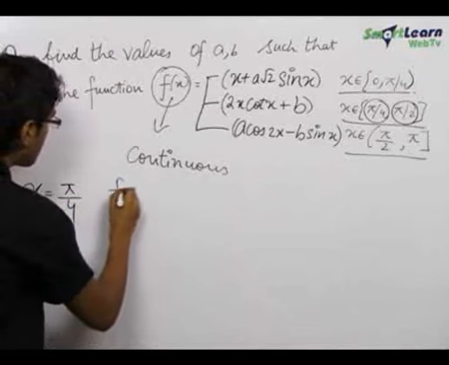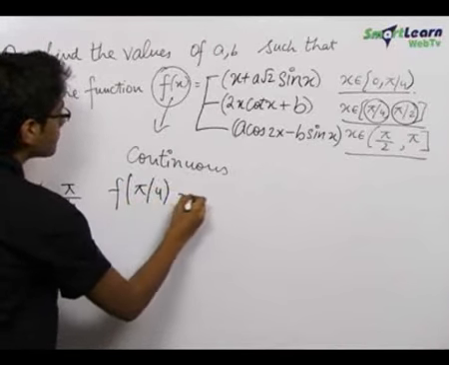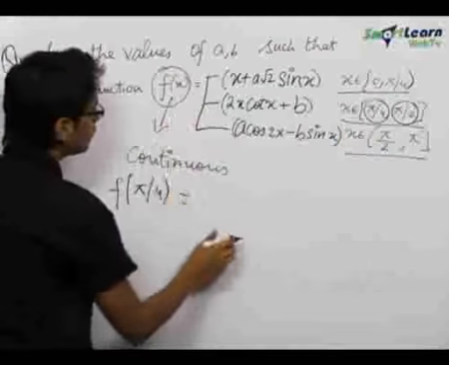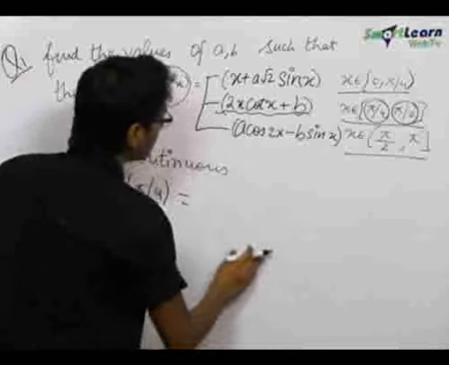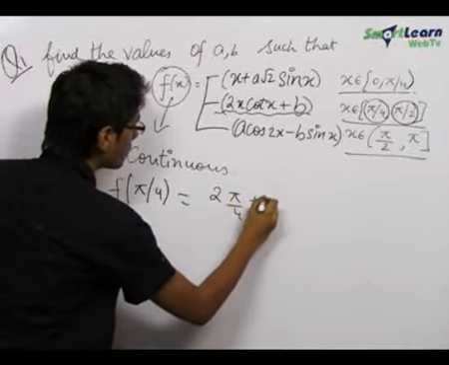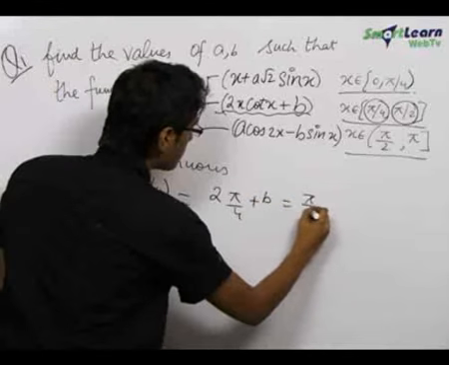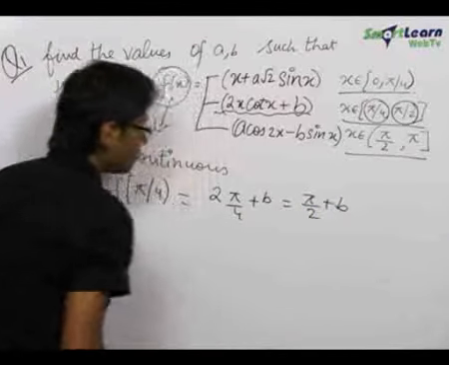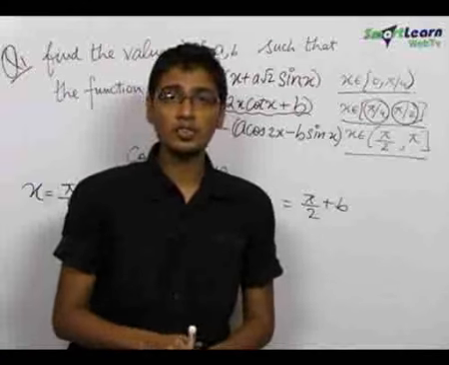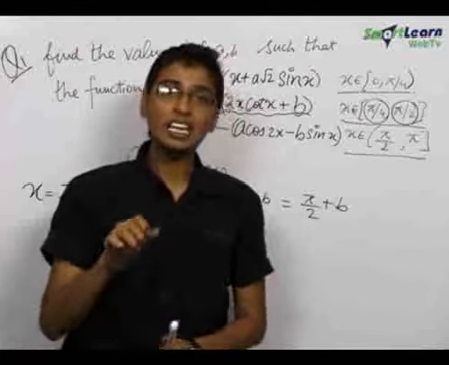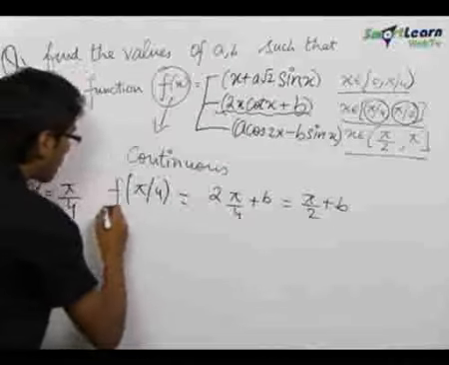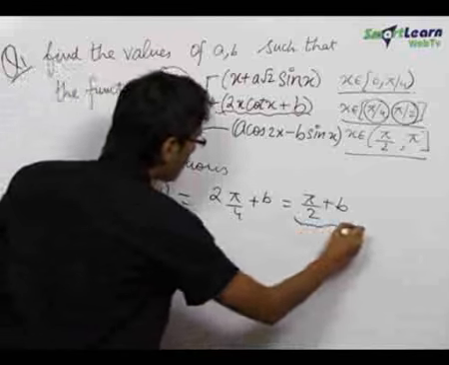we see that the value of function at x equal to pi by 4 is, since the closed interval is at this point, so the value of f(pi by 4) will be obtained by putting x equal to pi by 4 in this equation. So we get 2 into pi by 4 plus b, which is equal to pi by 2 plus b. We know that for the continuity of any function, the left hand limit of the function at that point is equal to the right hand limit of the function at that point is equal to the value of function at that point. We have obtained the value of function at pi by 4 equal to pi by 2 plus b.